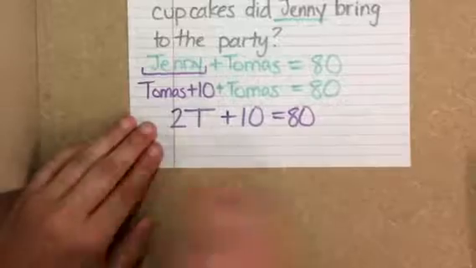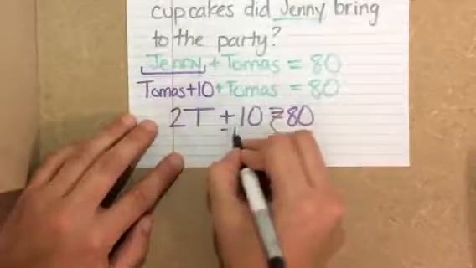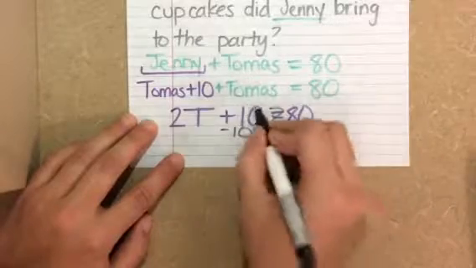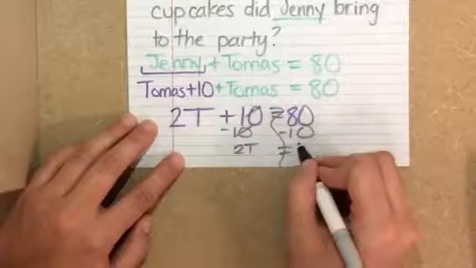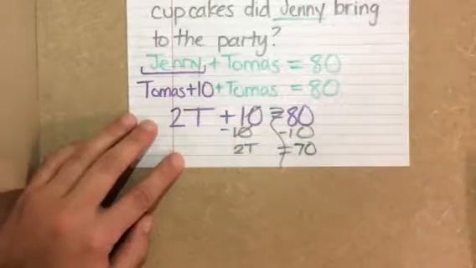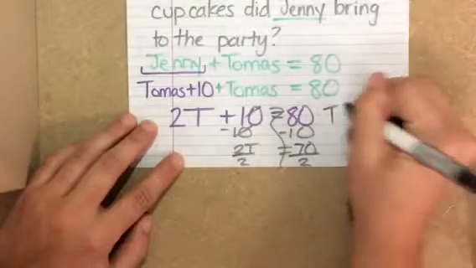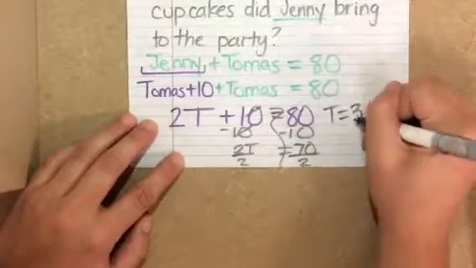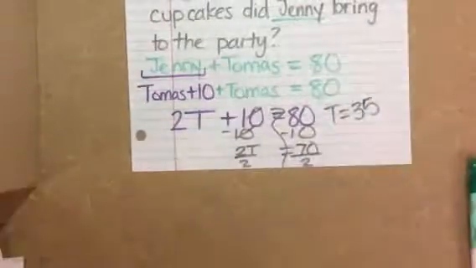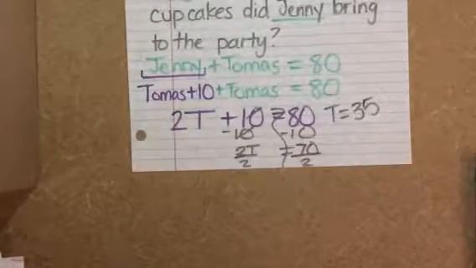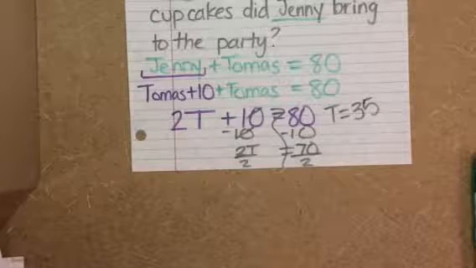I'm assuming you're doing this at home and you have no calculator. So minus 10, 2T equals 80 minus 10 is 70. Divide by 2, and you get that Thomas brought 35 cupcakes. So if Thomas brought 35 cupcakes, how many did Jenny bring?